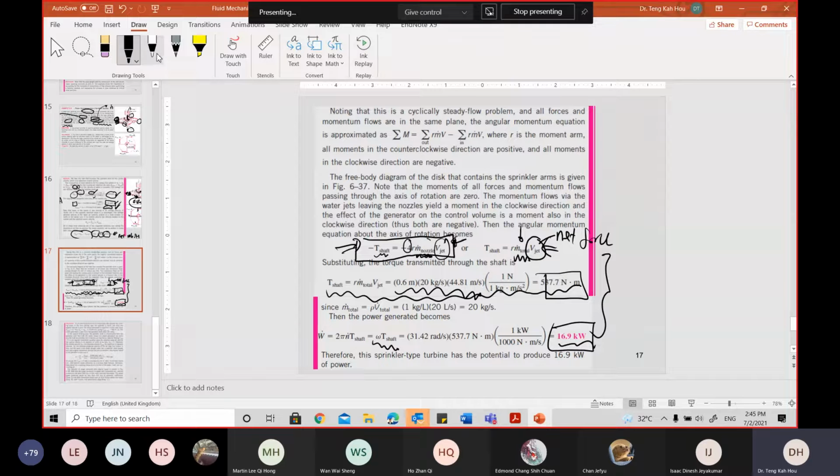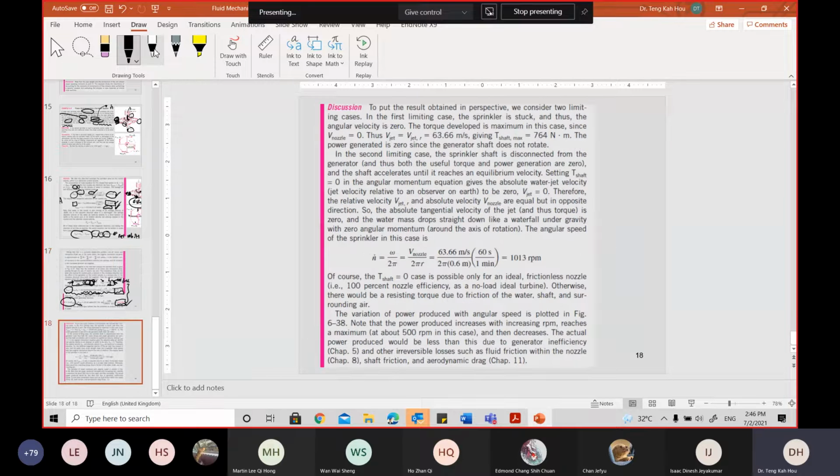Of course, you can use the momentum equation for each of the sections, each of the net forces, to calculate further. But this one will be a bit complicated. So go for a simple way: go for the net force in the system. And from there, once you get the T shaft, you can easily get this omega T to know the power generation. So that's all for this.